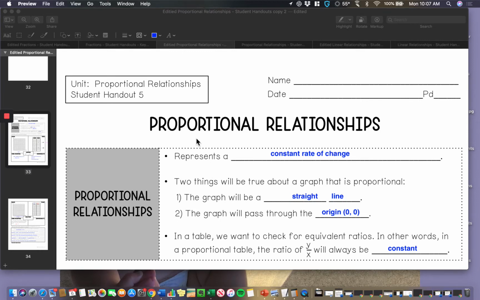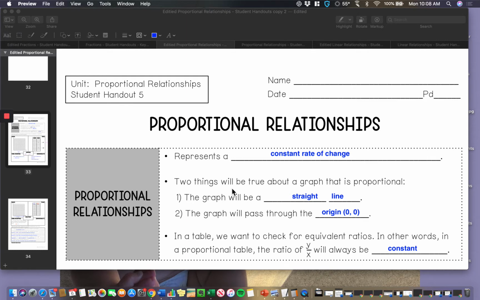Everybody. Today we are going to be taking a look at proportional relationships. Proportional relationships represent a constant rate of change. That means it is staying the same throughout the entire set. Constant means that it stays the same. The rate is the unit rate, or the original amount for 1, and that will be changing by that amount.